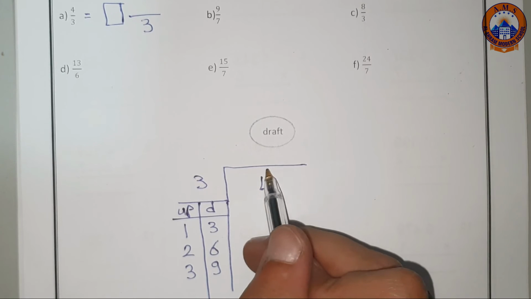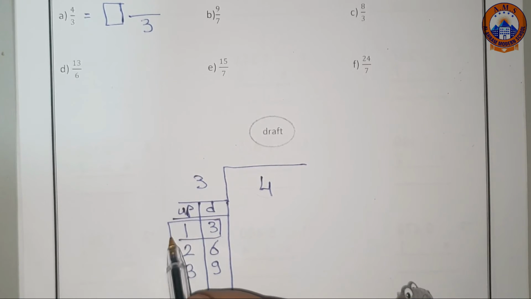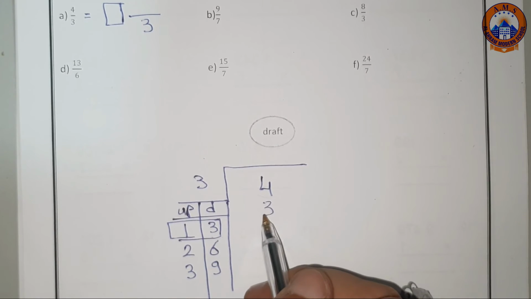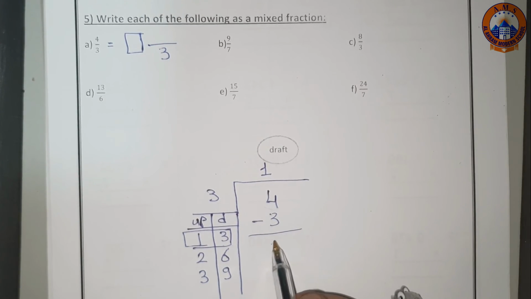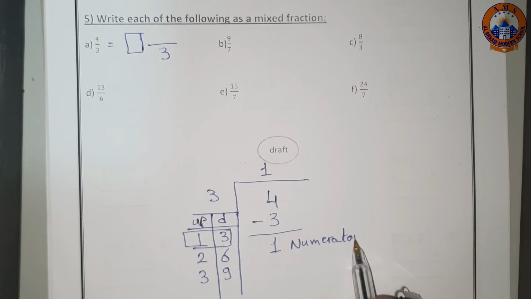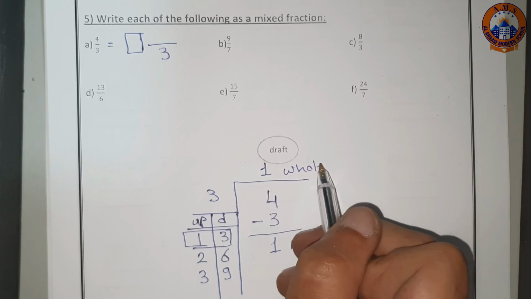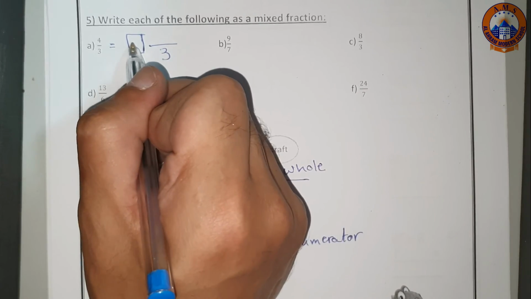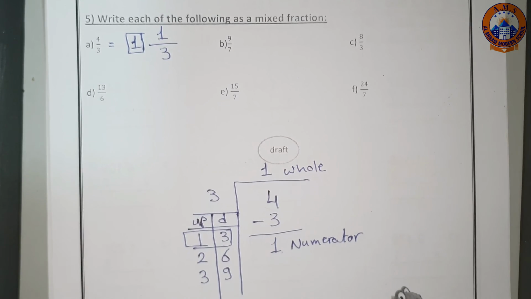We're gonna search for 4 in the table. There is no 4. We're gonna take a number less than 4, which is 3. I'm gonna write 3 down and 1 up. Then subtract. 4 minus 3 equals 1. The remainder is 1. We're gonna put this remainder in the numerator. And the answer is 1. We're gonna put this one as a whole number. So 1 in the whole part and the remainder in the numerator. So the answer is 1 and 1/3.